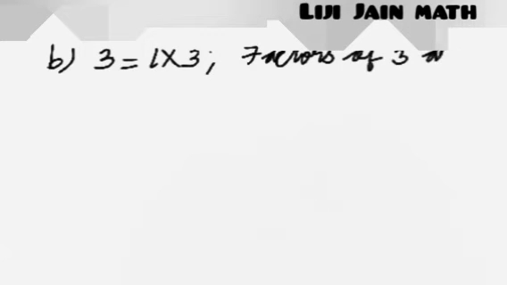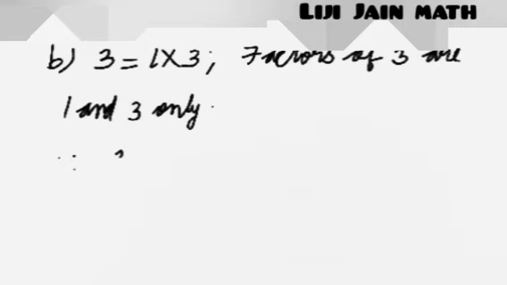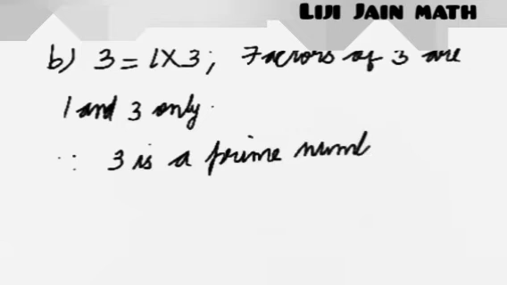Now let's discuss example B, 3. 3 is equal to 1 into 3 only. There exists no other possibility for writing 3 as the product of 2 numbers. Factors of 3 are 1 and 3 only, isn't it? Therefore, 3 is a prime number. Have you understood? Yes, this is enough.